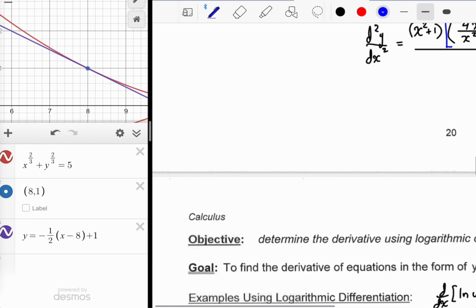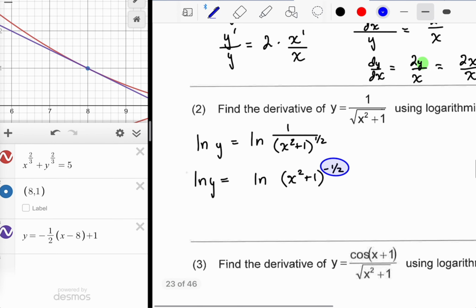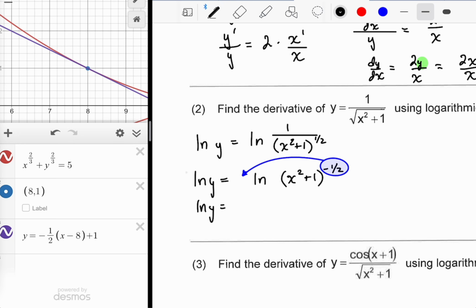It doesn't matter that it was negative. I don't know why I emphasize that. Just that it's an exponent. All right. So then ln of y would be equal to negative 1/2 ln of x squared plus 1. So using the natural log approach, we were able to clean this up pretty nicely.